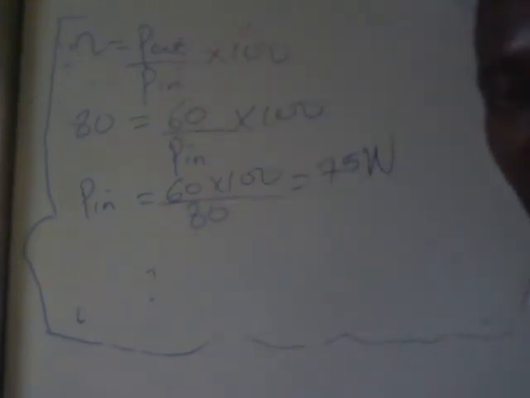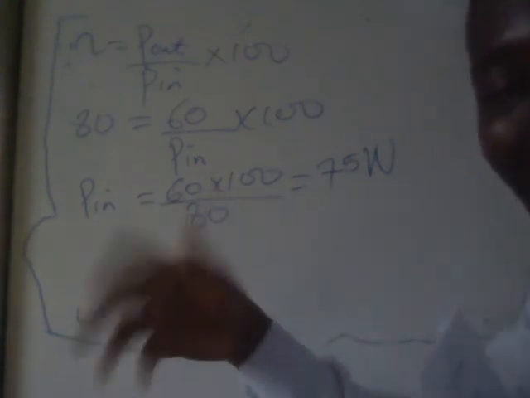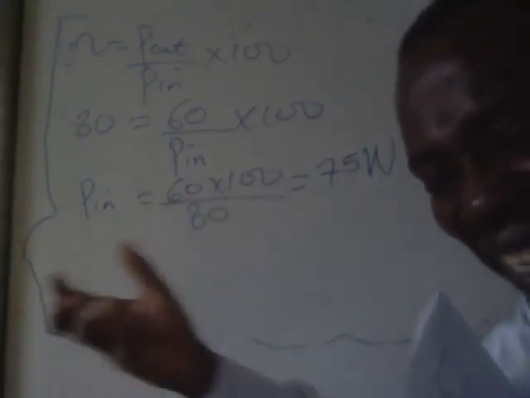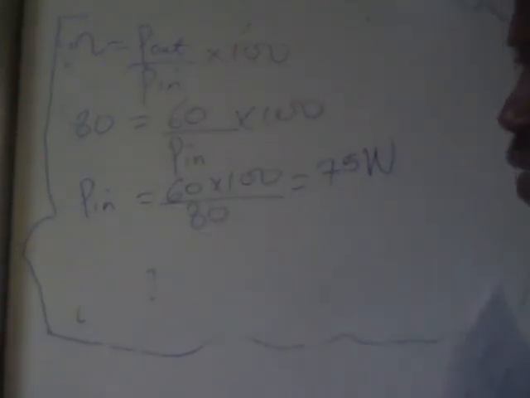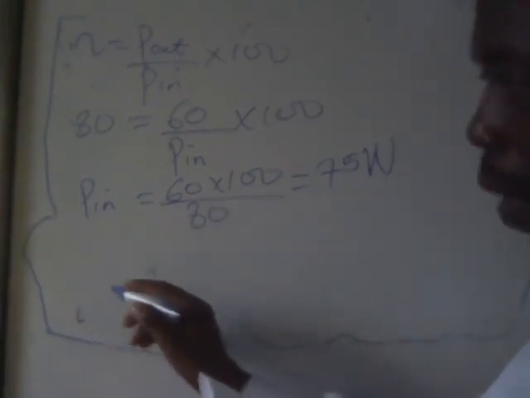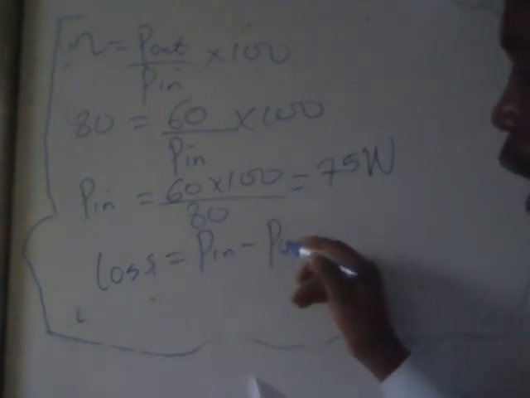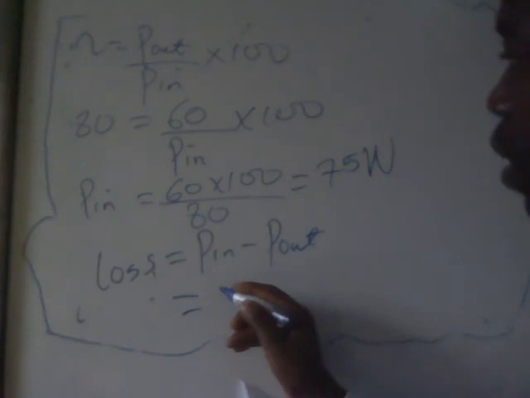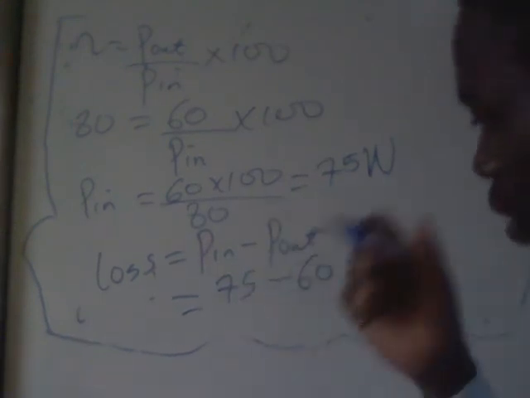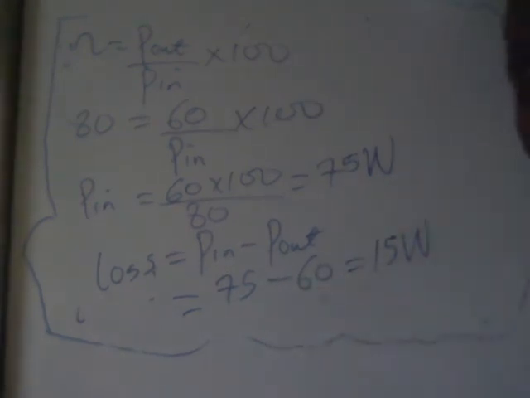So power is lost. Always the input power must be higher than the output power. The difference, the loss, is the heat from the bulb. The bulb will be hot when it works for some time. So the power loss will be the power input minus the power output. The power input is 75 watts, power output is 60 watts. When you subtract 60 from 75, you have 15 watts. That's the answer for that.